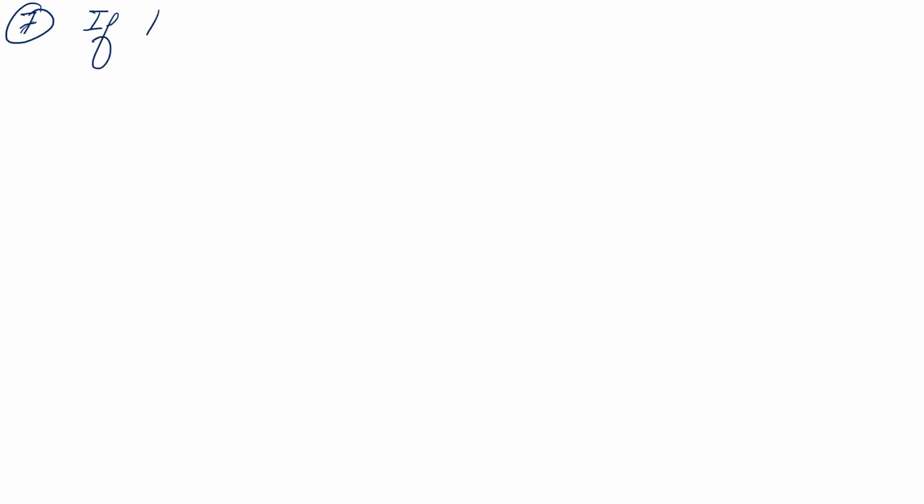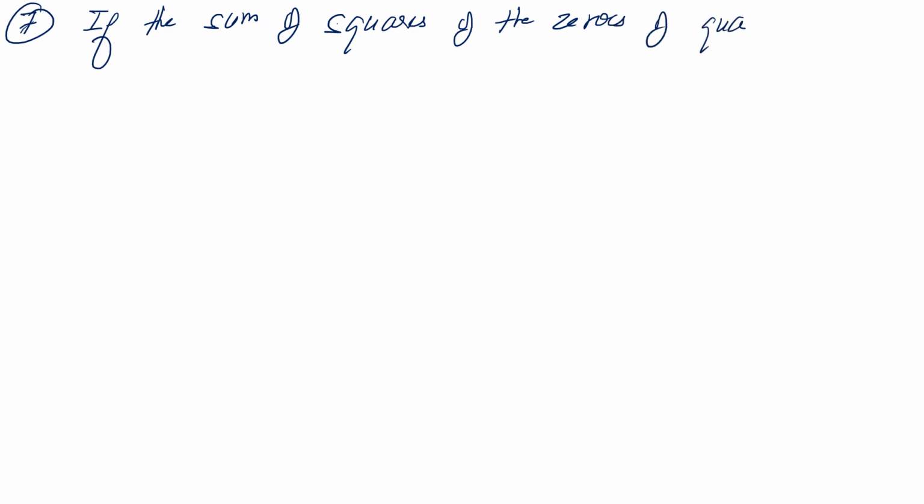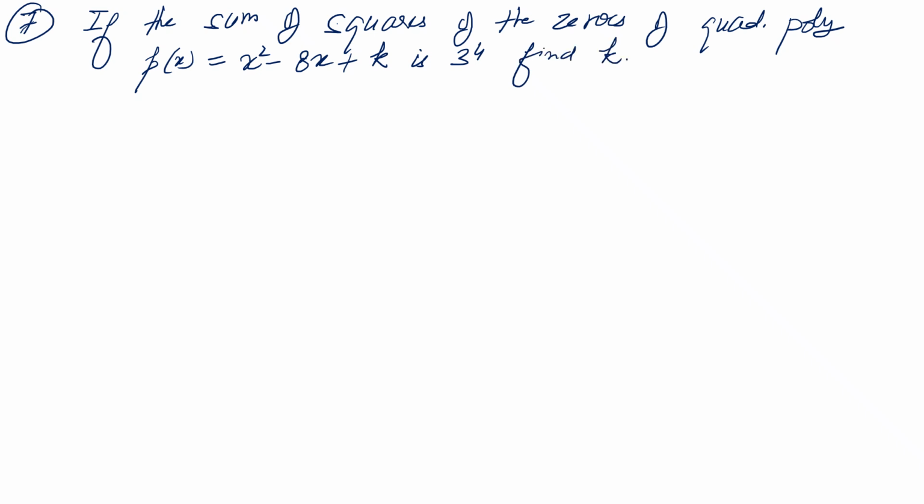If the sum of squares of the zeros of quadratic polynomial, let's say p(x) equals x square minus 8x plus k, is 34, find the value of k.